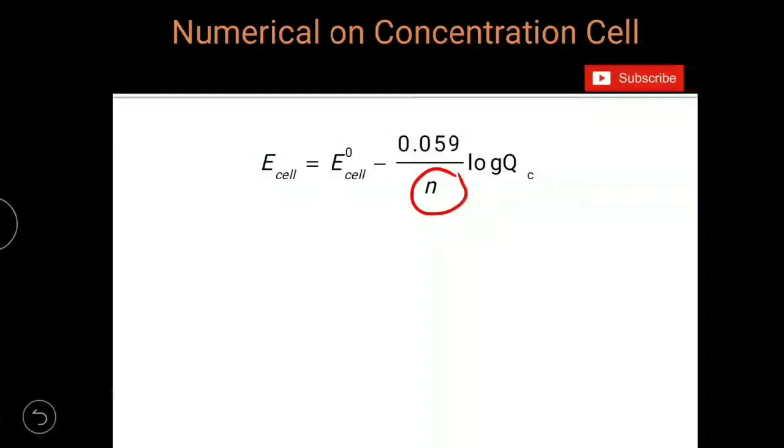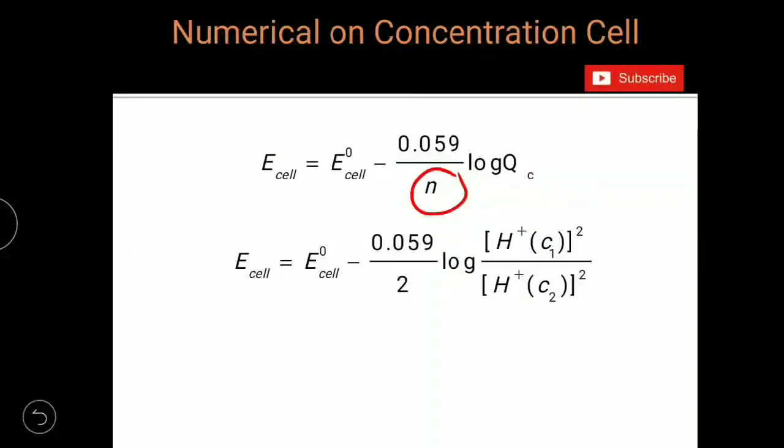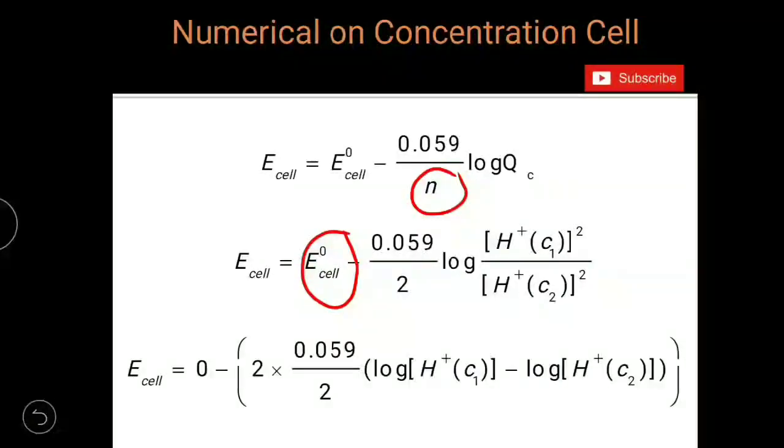and QC is H plus C1 square by H plus C2 square. These two are substituted here, and E naught cell of a concentration cell is 0. So when you substitute that here, this square term will come here because log A power x equals x log A. So square term will come as a coefficient here, and log C1 by C2 can be written as log C1 minus log C2.